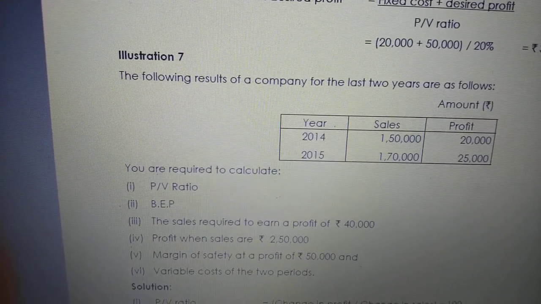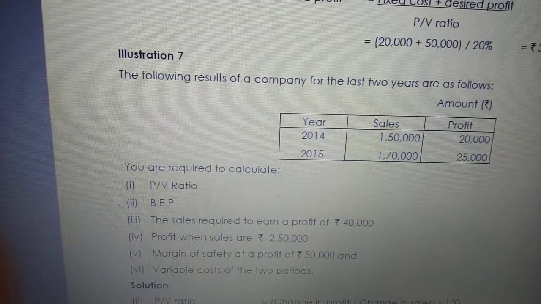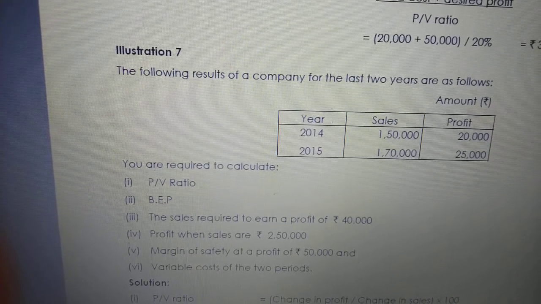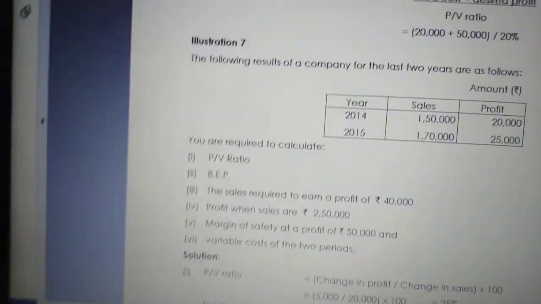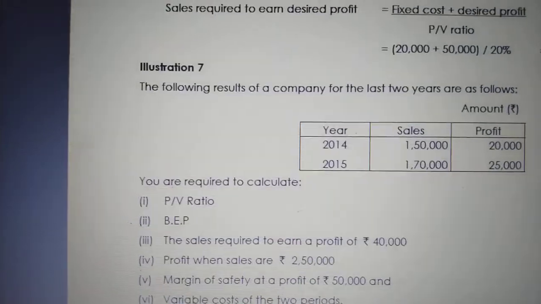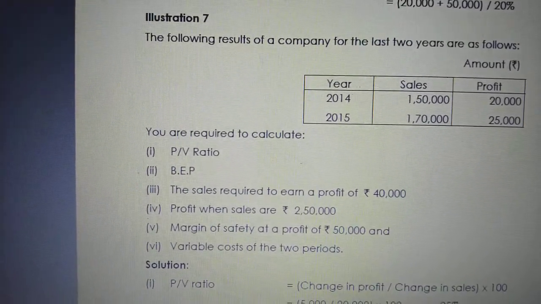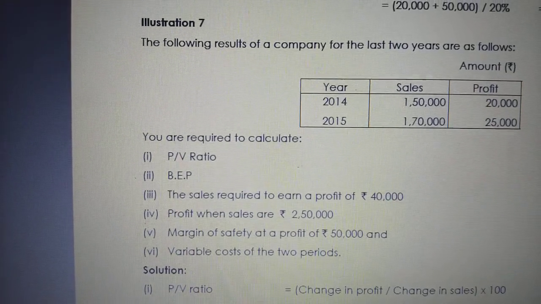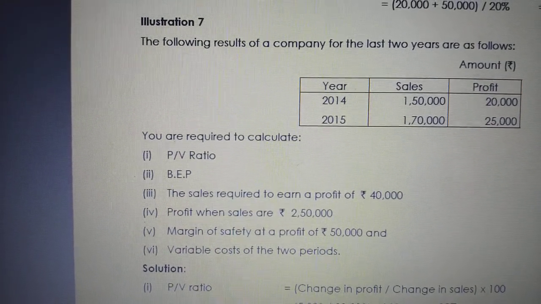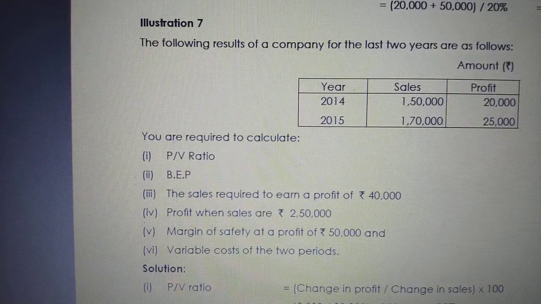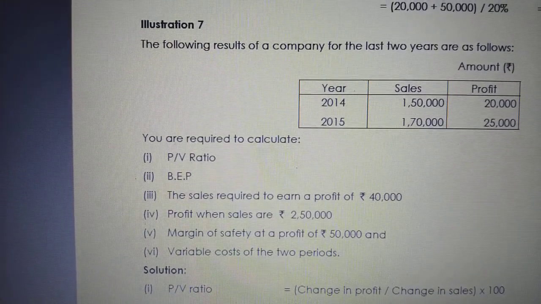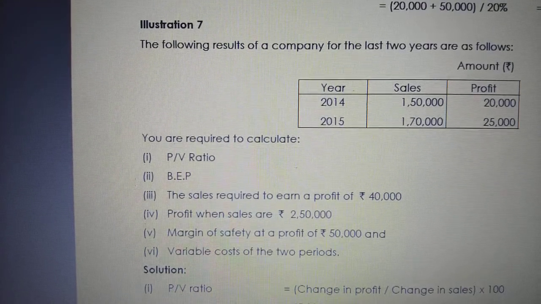Sales required to earn a profit of 40,000, profit when sales are rupees 2,50,000, margin of safety at a profit of 50,000, variable cost of the 2 periods. So this is the question. So we have to calculate PV ratio, we have to calculate break-even point, we have to calculate sales required to earn a profit of rupees 40,000.